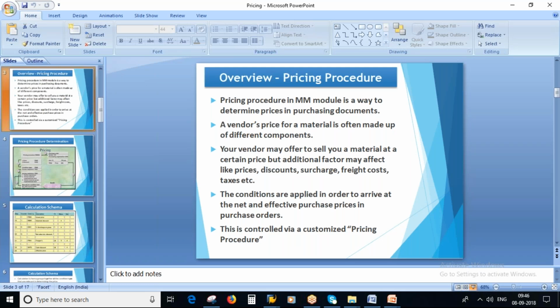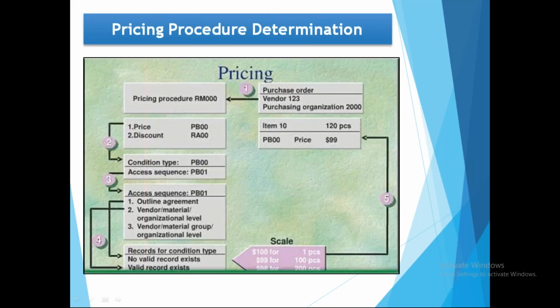Okay, so the pricing procedure basically happens like this. Whenever you are creating a purchase order for a vendor and a purchasing organization, first system will determine the pricing procedure. Step 1. So this pricing procedure will contain the conditions like price, discount. Now in this condition type, let's say if you take a condition type PB00, it will have an access sequence. I'll show you all these things in the system.